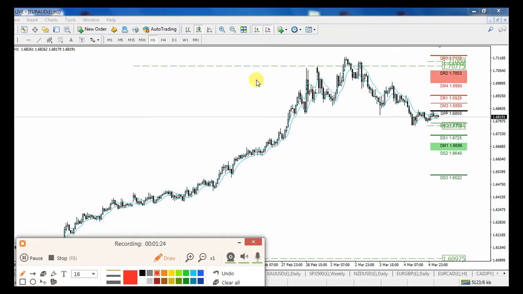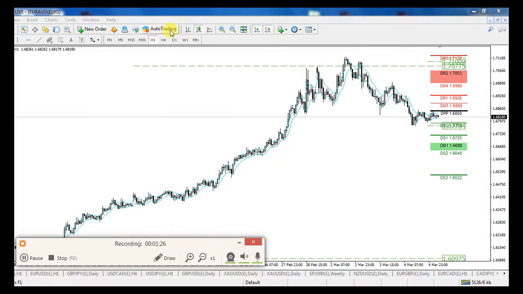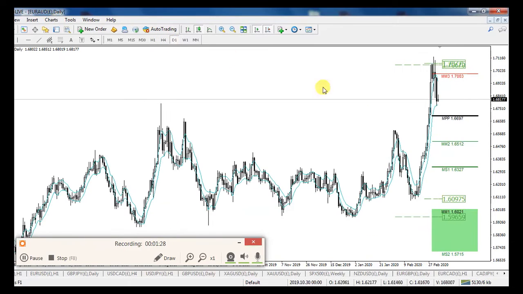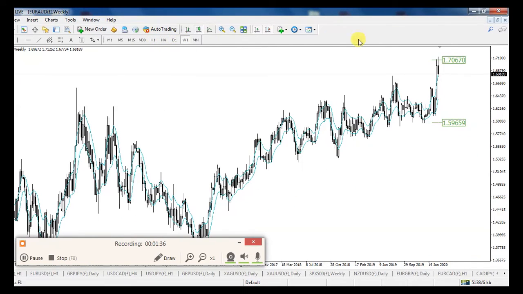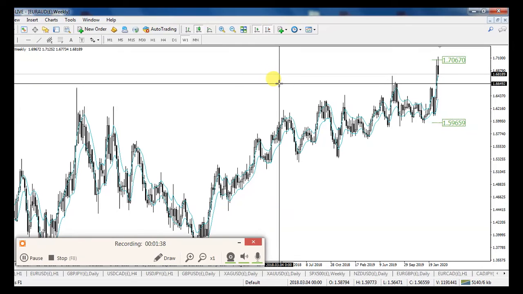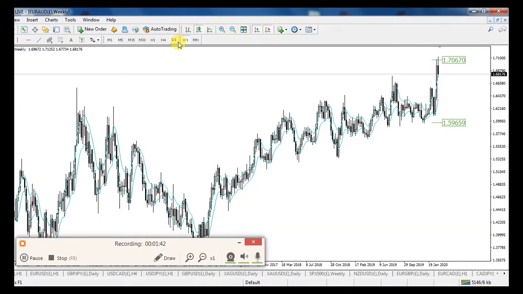But as of the first target, it will be around this monthly pivot, about 16700, but I would not be looking to go further than this low at 6650. That will be a second target.